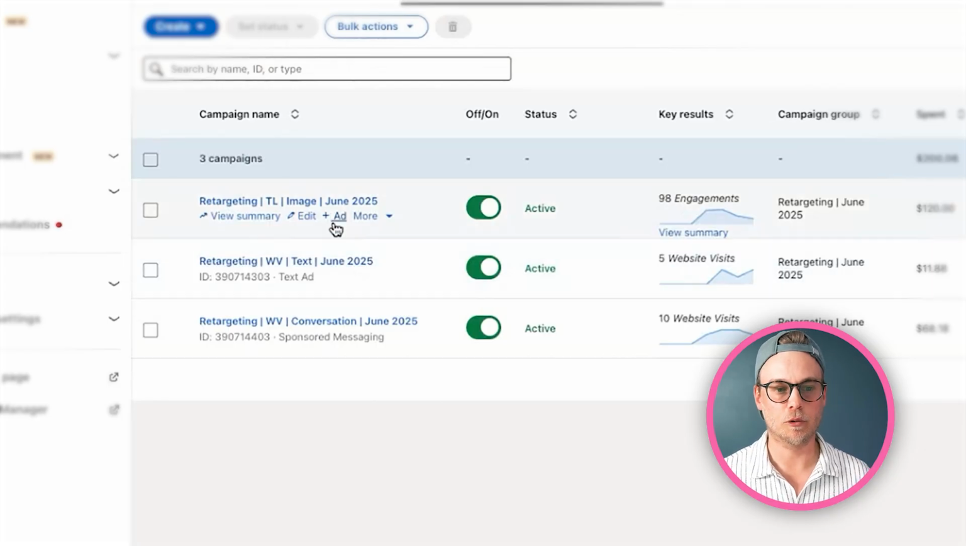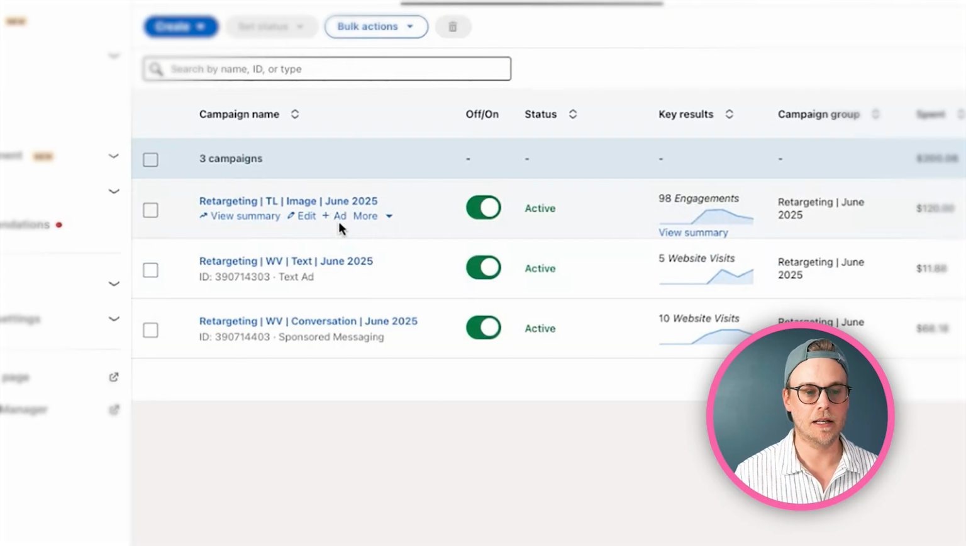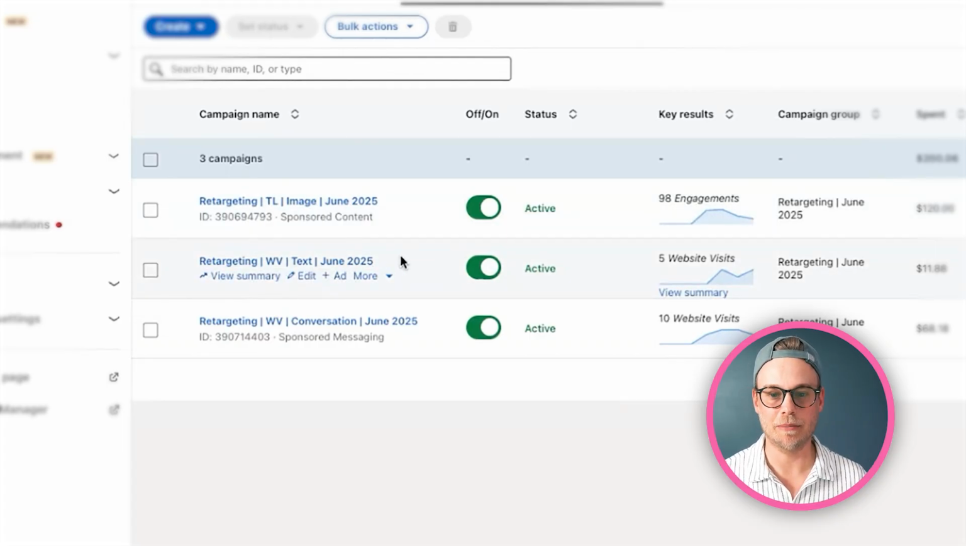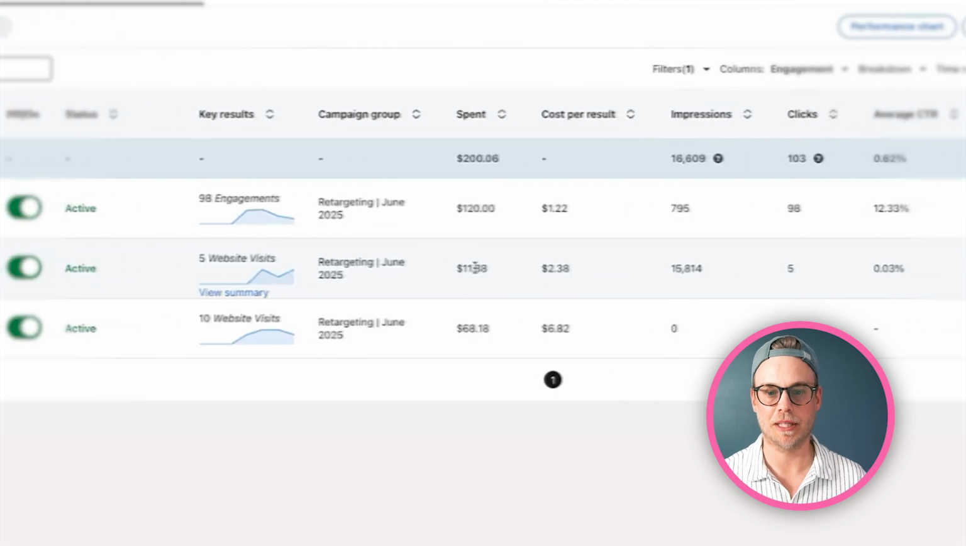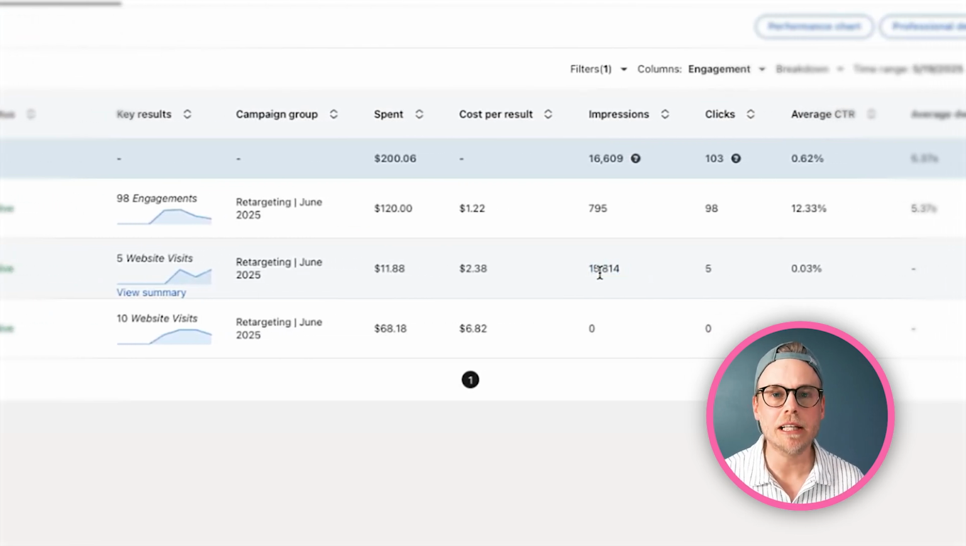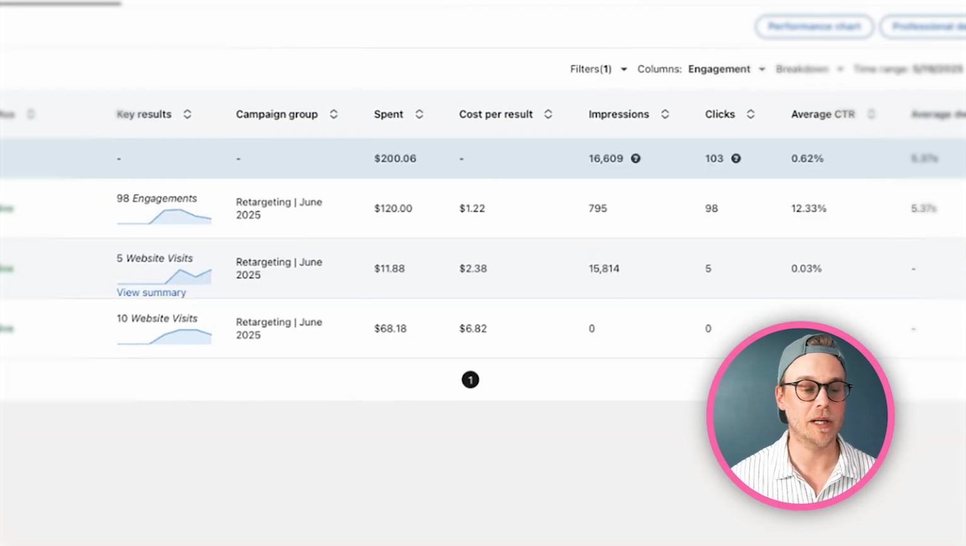Then we have retargeting, of course, very similar in structure. So we're running text ads, of course, in the same manner as well. And you can see here as well, we spent $11. We've had 16K impressions. It's a great way to stay top of mind.